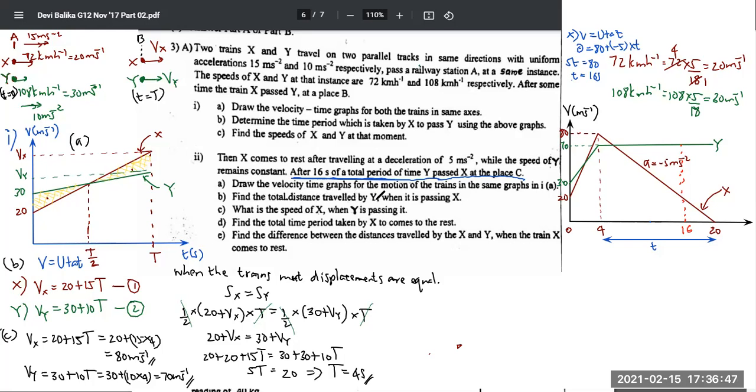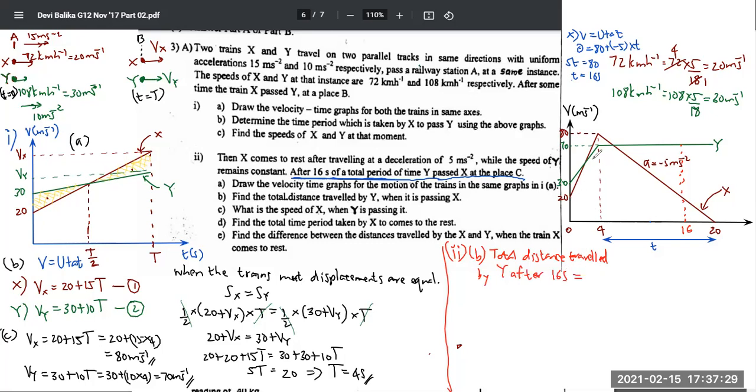Find the total distance traveled by y when it is passing x. They have told the total time: when the total time is 16 seconds, y is passing x. So we need to find how far y has traveled when the total time is 16 seconds. For the second question, B part. Now, how do you find that? The total distance traveled by y after 16 seconds.